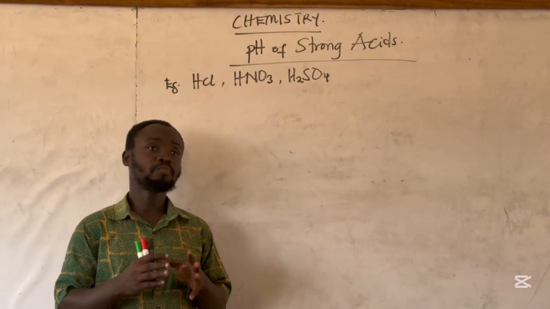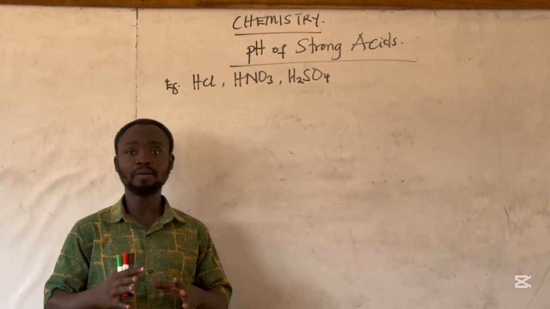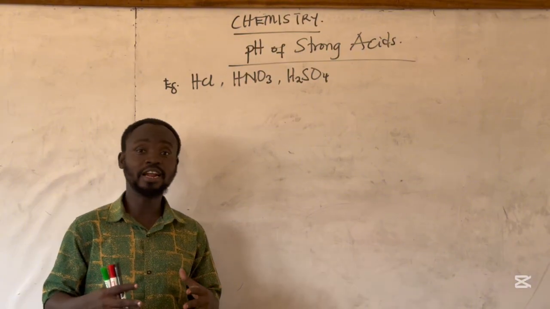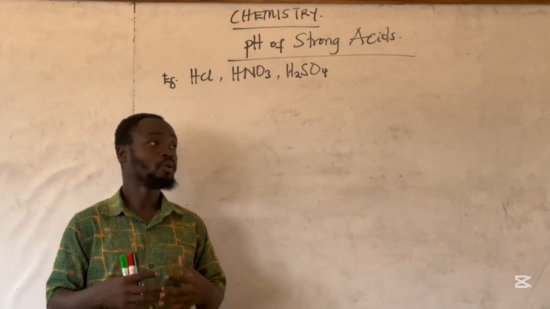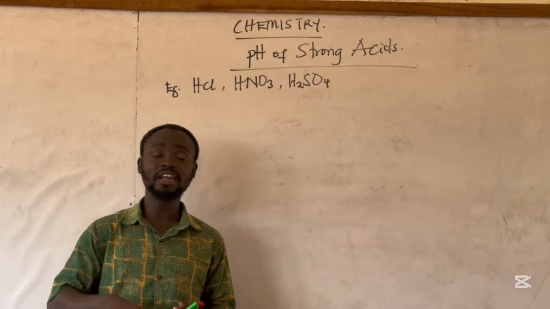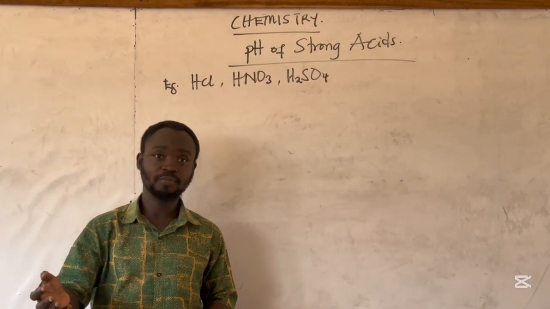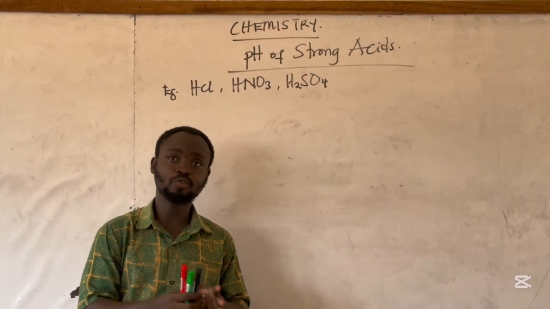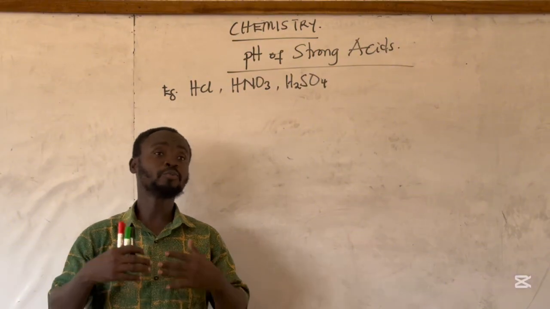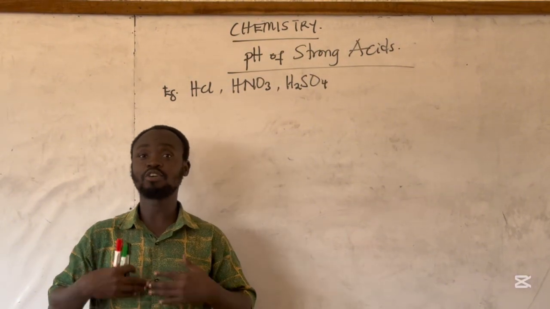We have monoprotic acids, diprotic acids, triprotic, and then polyprotic acids. What is the meaning of a monoprotic acid? When the acid releases only one H plus, it's called monoprotic. If it releases two H plus, it is called diprotic. For the polyprotic, it can be diprotic or it can be triprotic.